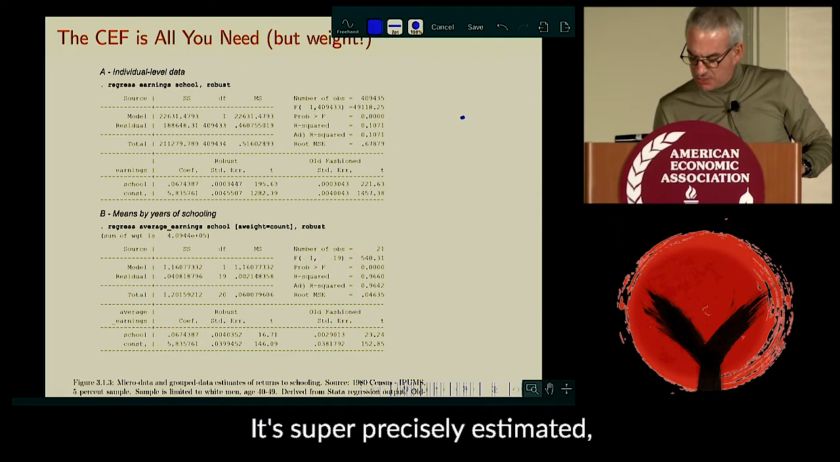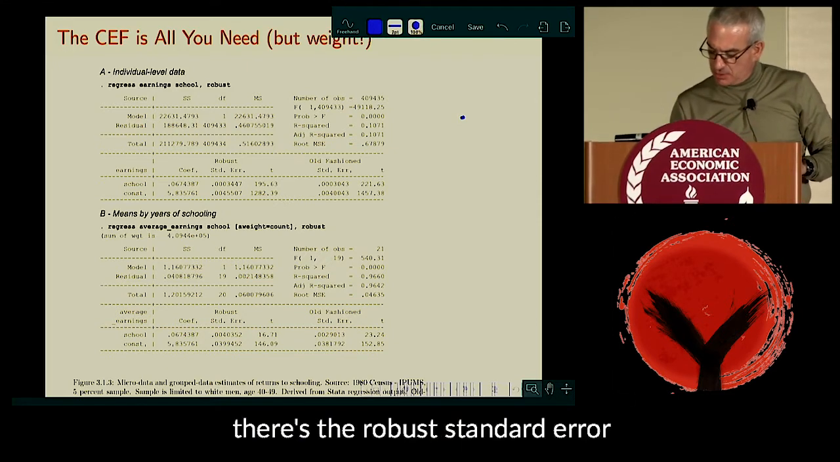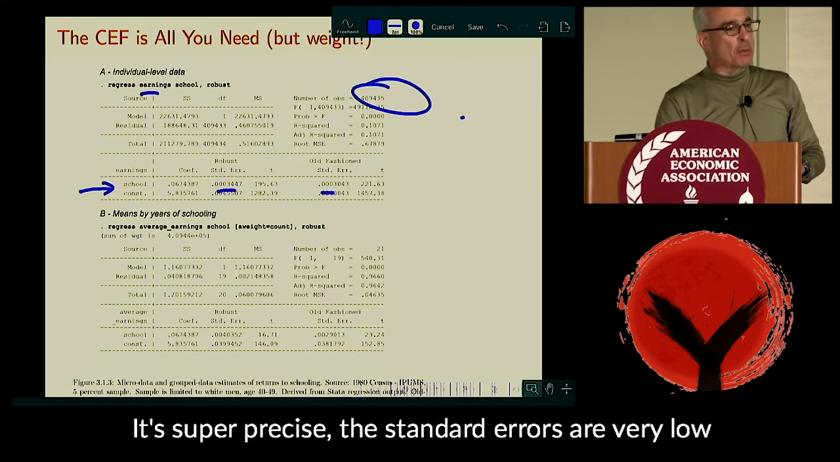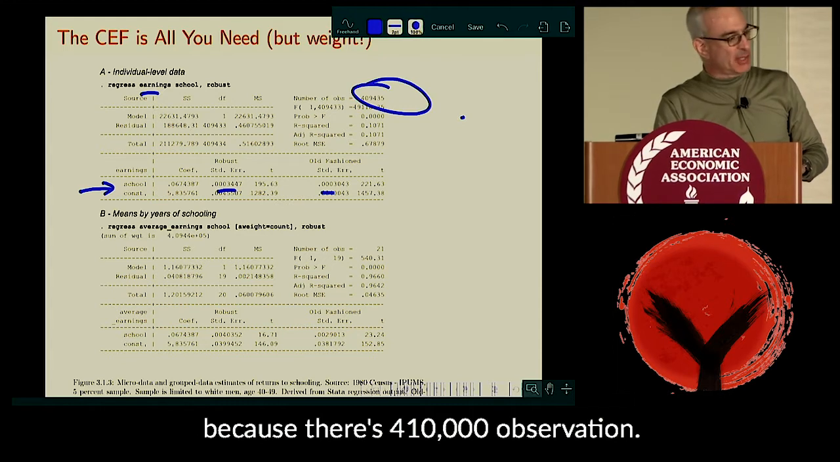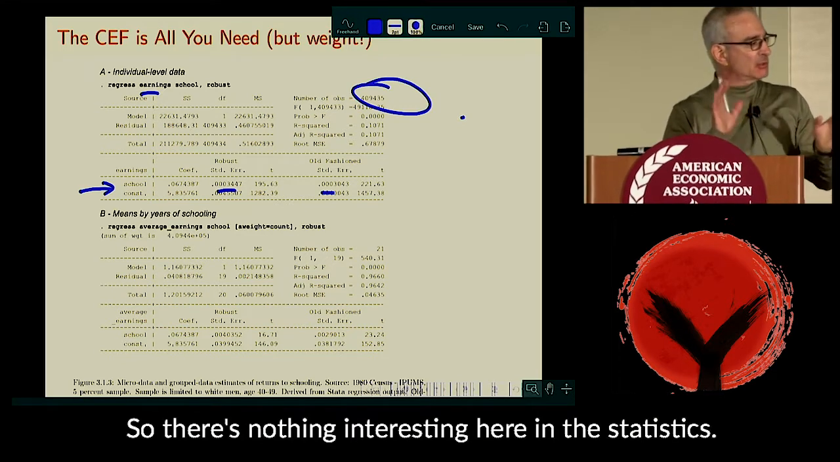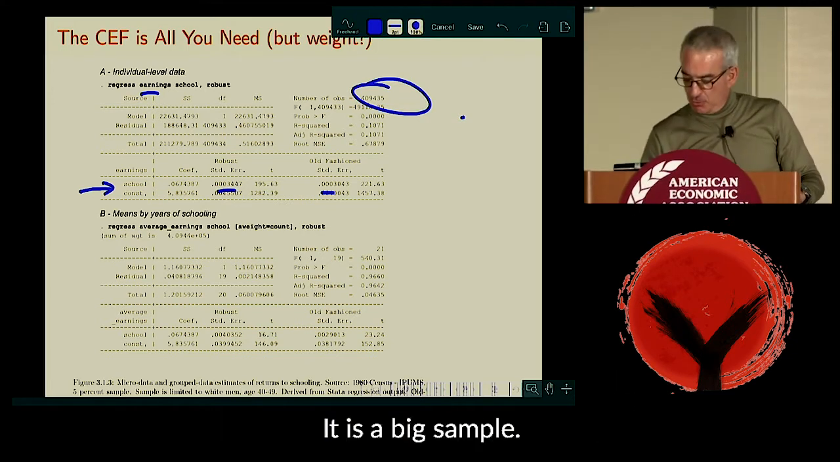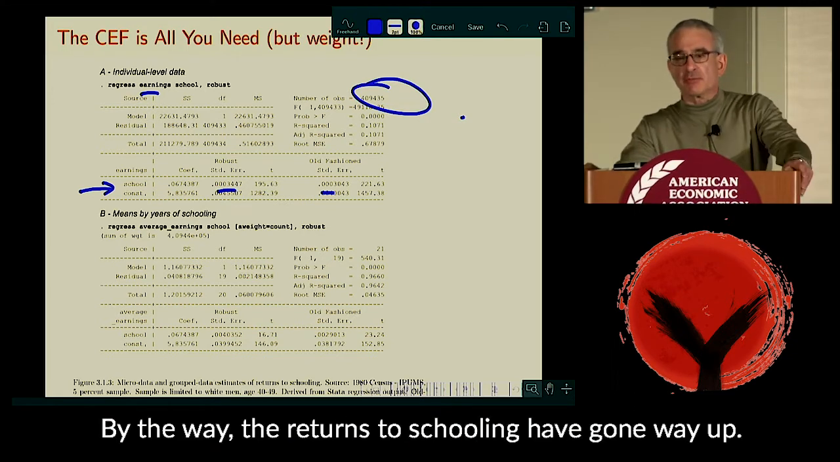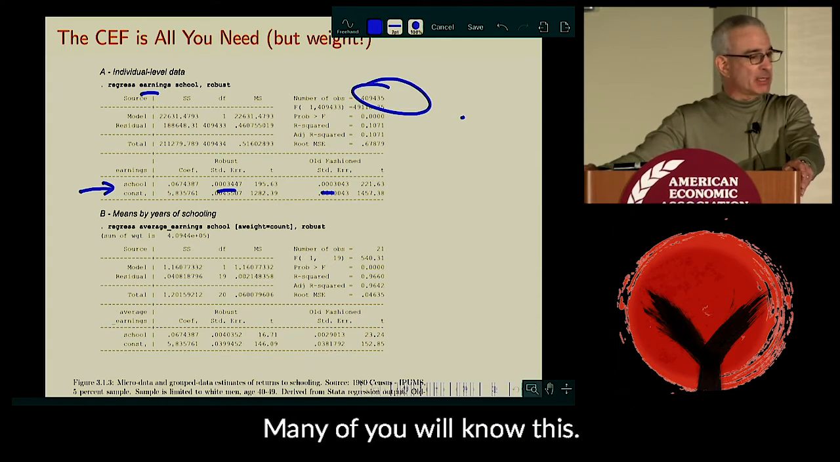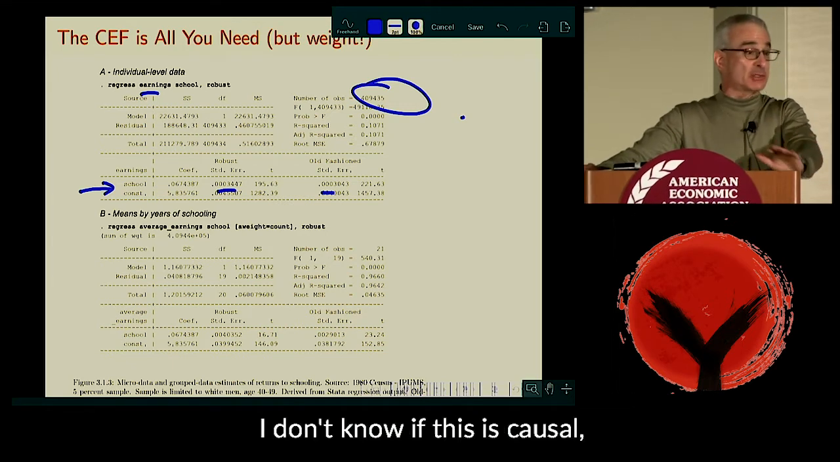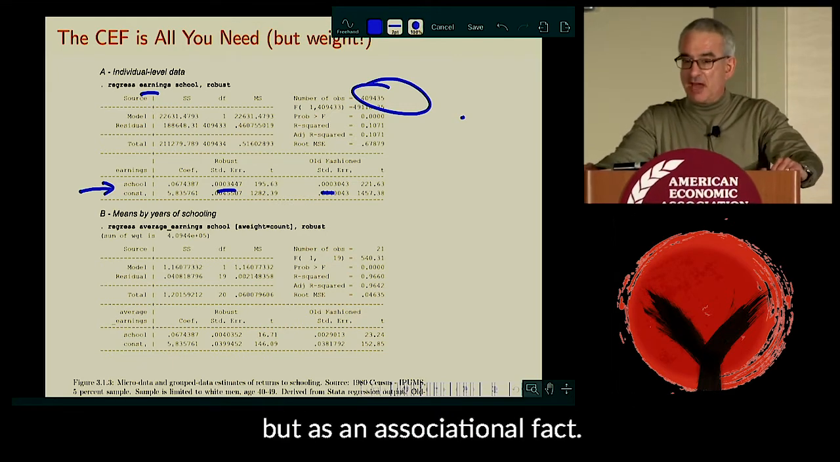It's super precisely estimated. There's the robust standard error and there's the old-fashioned standard error. The standard errors are very low, because there are 410,000 observations. So there's nothing interesting here in the statistics. It is a big sample. By the way, the returns to schooling have gone way up. Many of you will know this. So now a year of schooling is worth more than 10% typically. I don't know if this is causal, but as an associational fact.